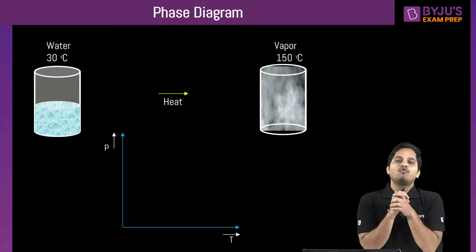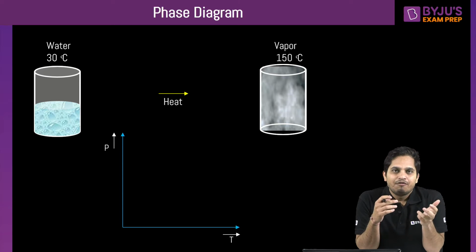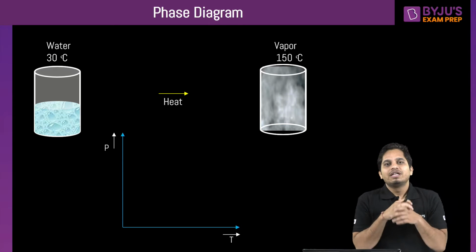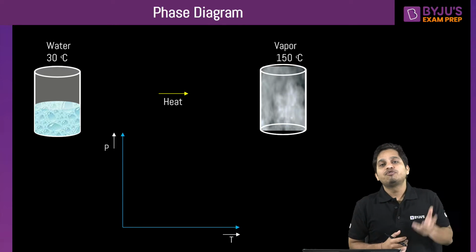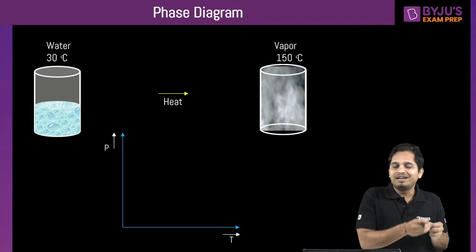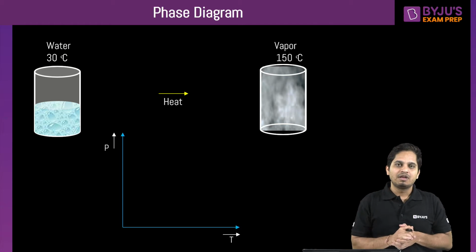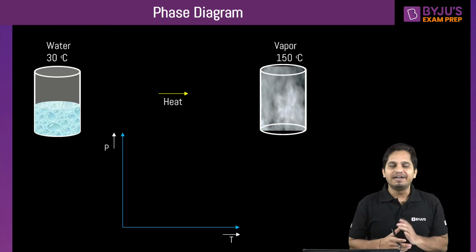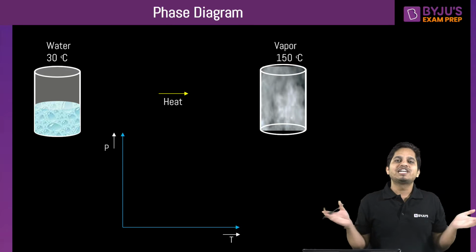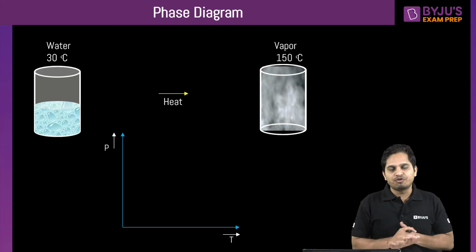Now, what do we have? We have a container in which there is some water which is at 30 degrees Celsius. Okay, now this water is at atmospheric pressure, right? And we want to convert this water which is at 30 degrees Celsius to vapor which is at 150 degrees Celsius. So what do we do? We will start giving it heat, right? Now tell me, is the pressure changing? No, pressure is always atmospheric. Okay, all this is happening at a constant pressure which is atmospheric pressure.